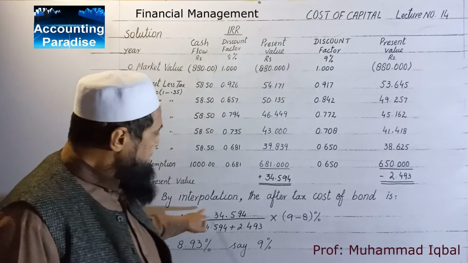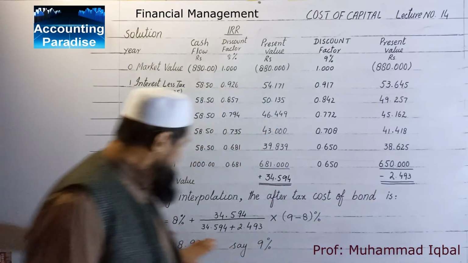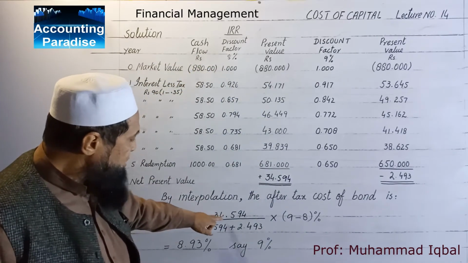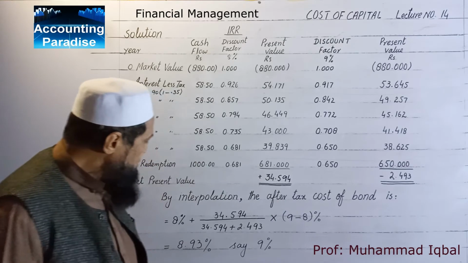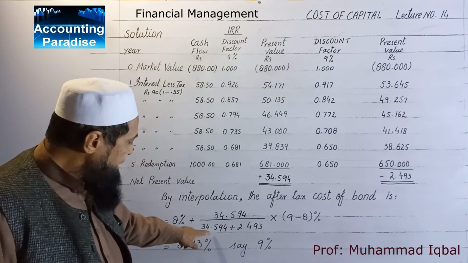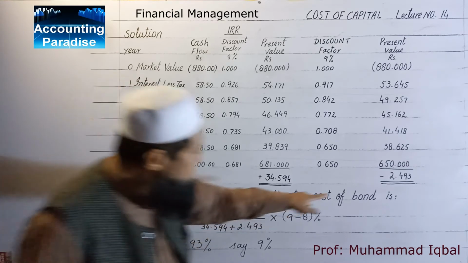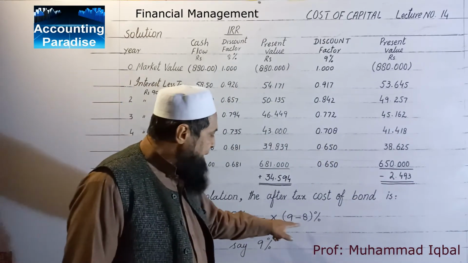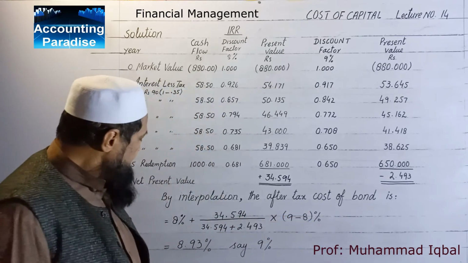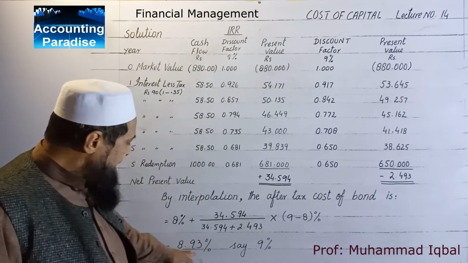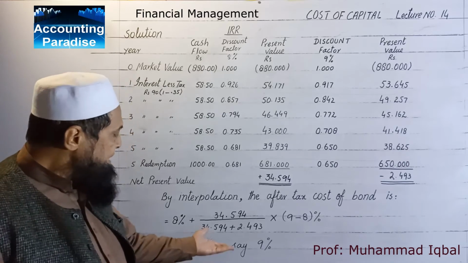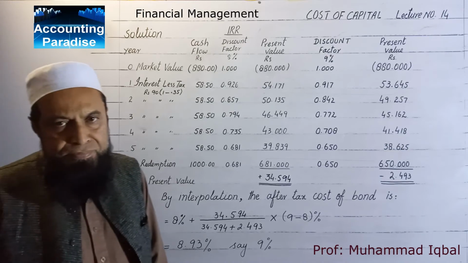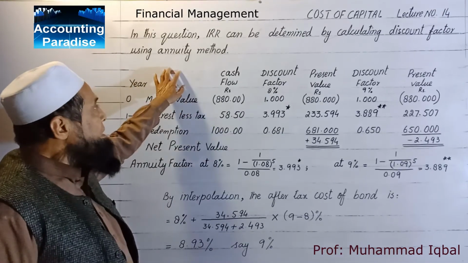By interpolation, the after-tax cost of the bond is 8% plus 34.594 over 34.594 plus 2.493, into 9 minus 8%. It comes to 8.93%. We can say that it is equal to 9%. The cost is 9%. We have solved the question.